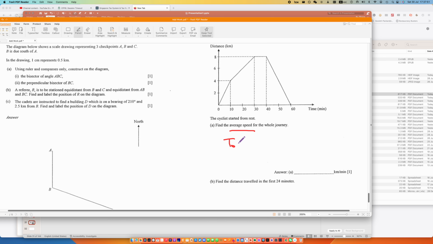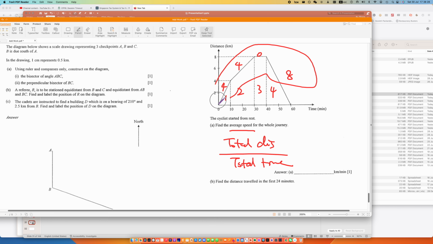Average speed is total distance over total time. So what's the total distance here? You see 1, 2, 3, 4 regions, or 4 stages. The first stage is 4 kilometers. The second stage is 4 to 8, so it's 4 kilometers. Stage 3 is 0 kilometers because there is no movement, from 8 to 8. Then stage 4 is 8 back to 0, so it's 8. So the total distance is actually 16.